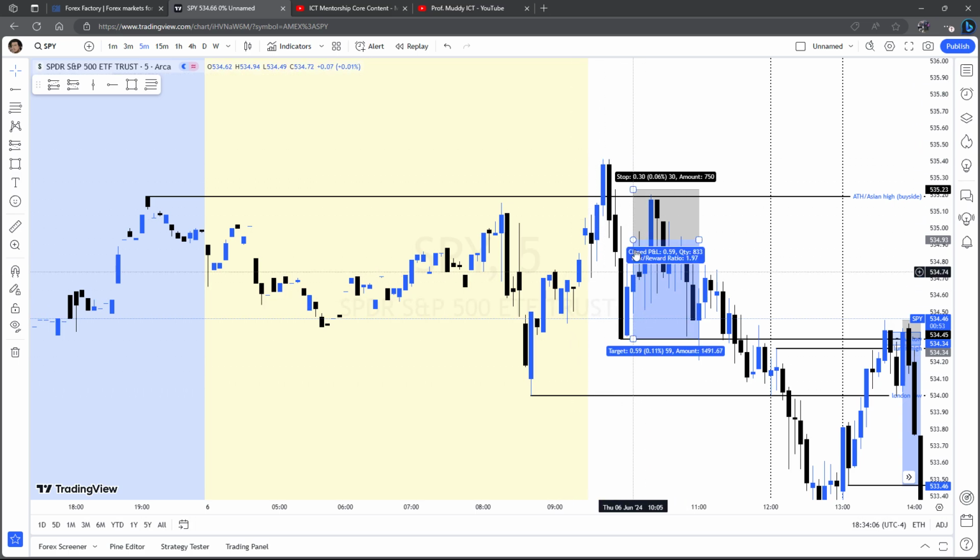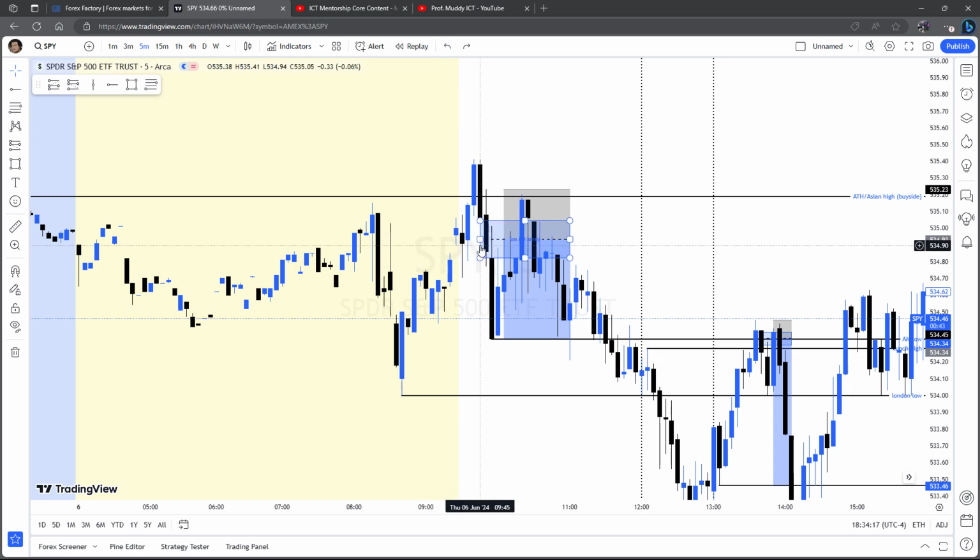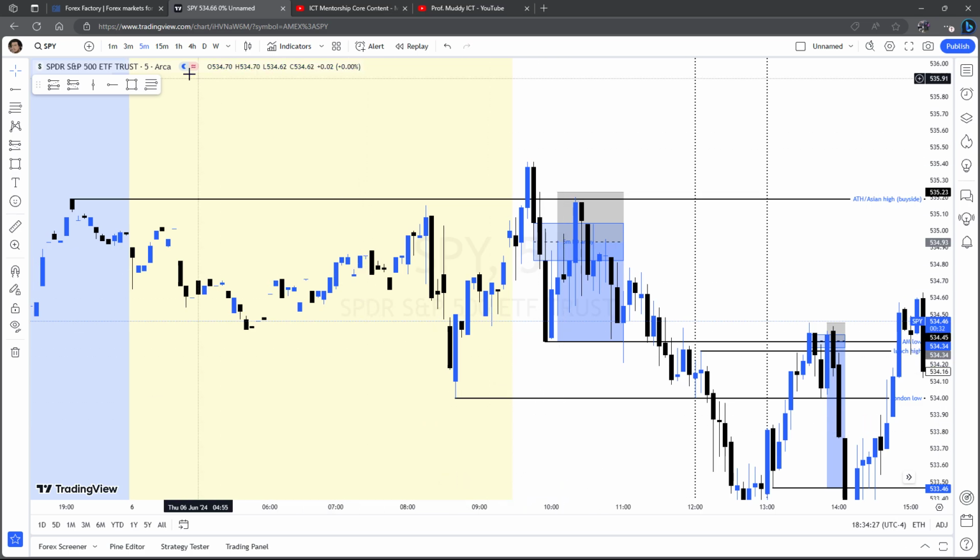We get the reaction here that we wanted, which is this huge displacement showing big money in the market, breaking the structure to the downside, leaving behind an inefficiency here. And even though there's wicks going through this, the inefficiency is still valid. ICT himself said that wicks are still gaps, so I played that with that in mind.